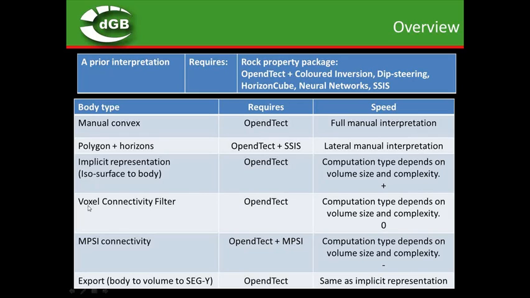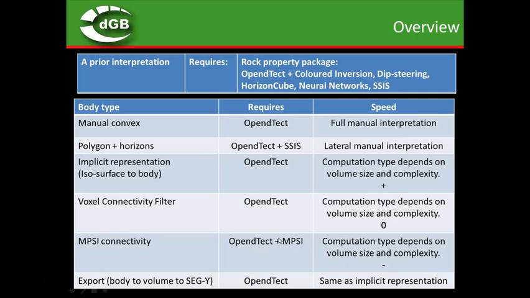The Voxel connectivity filter is a plugin to OpendTect, a free plugin whose development has been sponsored by Tetrale, and it is a bit slower than the implicit representation because we have to process the volume in 3D, in full 3D mode, and we have to assess the interconnectivity of the bodies. So it is a two-pass process that is a bit slower than the implicit representation. Once again, the speed really is more proportional to the amount of complexity and the amount of variance you have in the input volume.